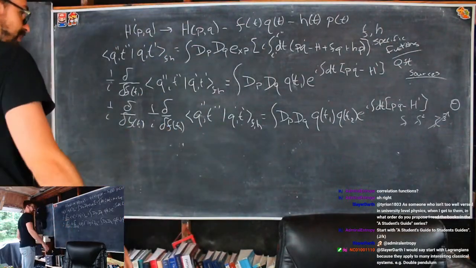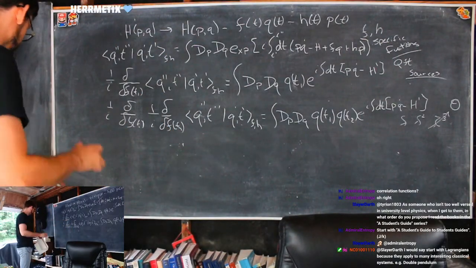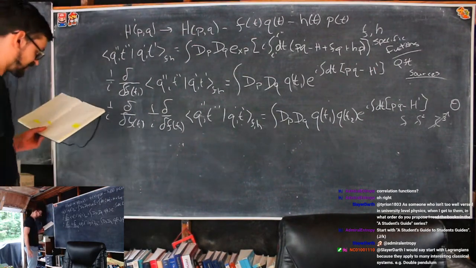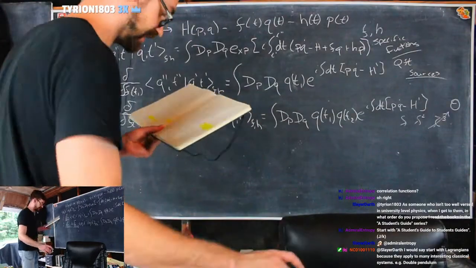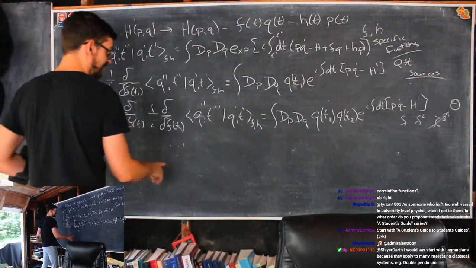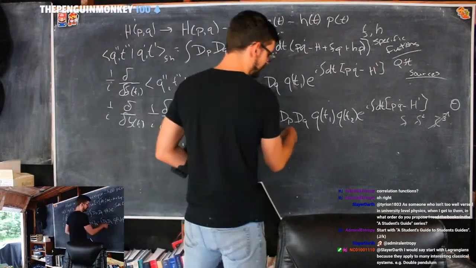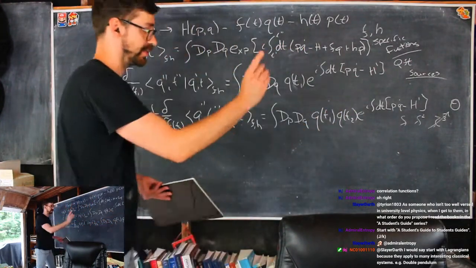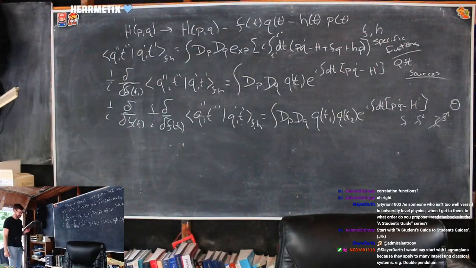And then next up, we can do the same thing with H. I was going to write it out, but I don't think it matters because it's literally the same thing. Here we have 1 over i, d/dh of t, and then we'll have dp, dq, and then p of t instead of q of t. The same thing works for the momentum, so we don't need to see it written down.